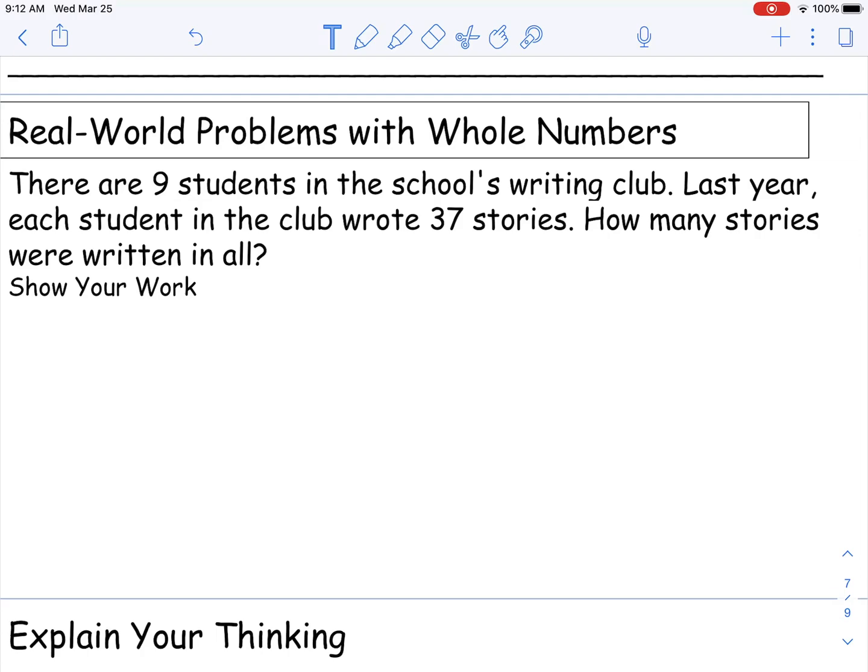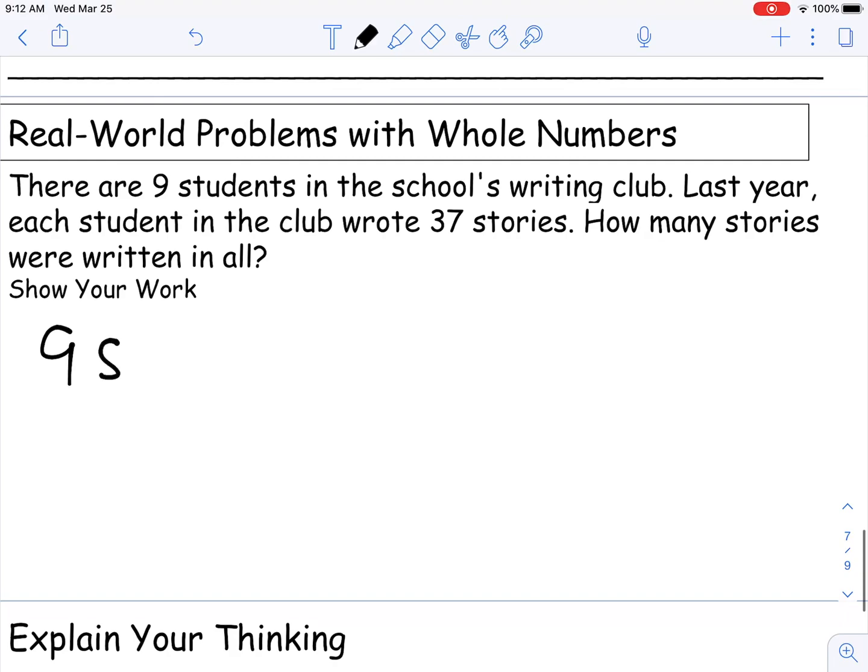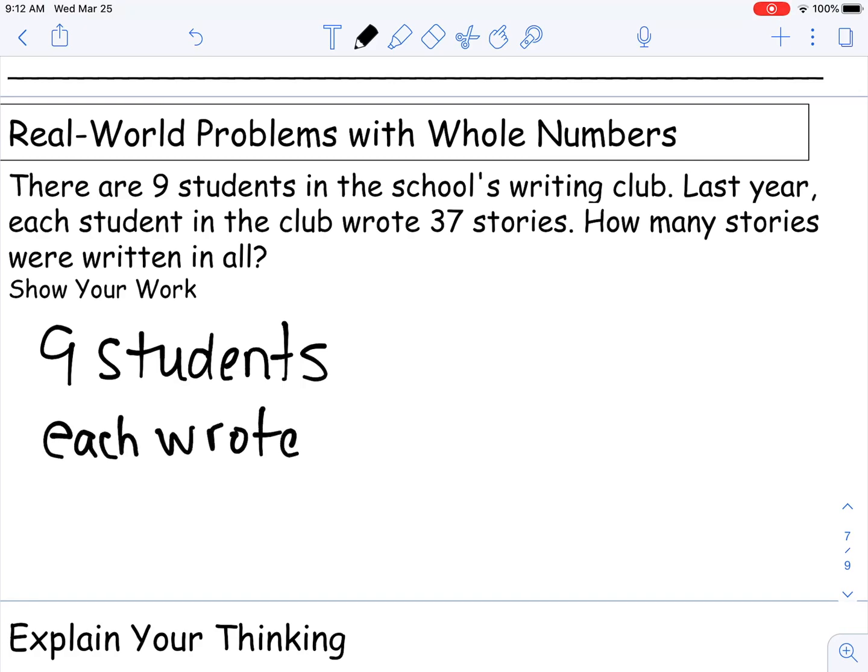There are 9 students in the school's writing club. Last year, each student in the club wrote 37 stories. How many stories were written in all? So who or what are we talking about? The writing club. What do we know about the writing club? Well, we know the writing club had 9 students. And we know they each wrote 37 stories. And I have to answer the question, how many stories were written in all?